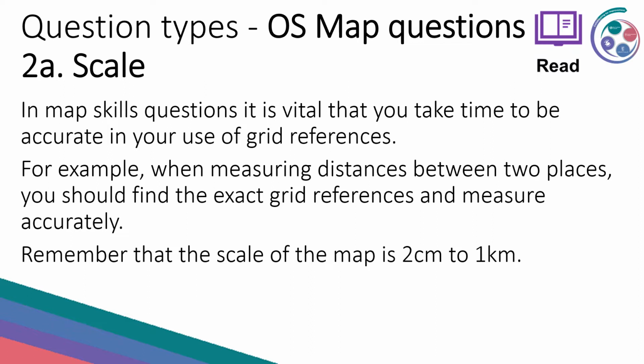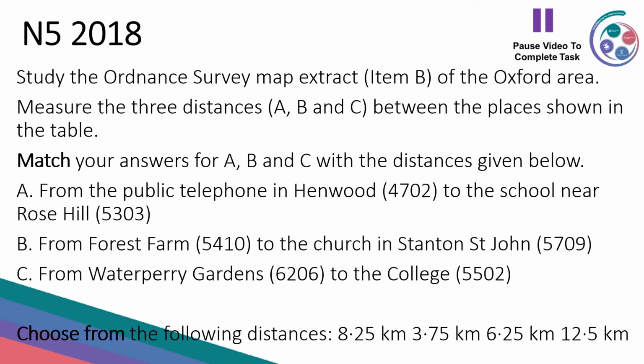For example, when measuring distance between 2 places, you should find the exact references and measure them accurately. Remember, the scale on the maps they're using is 2 centimetres to 1 kilometre. Now you could use that ratio, or indeed you could use the scale bar, which we'll come on to in just a second. So this is a question from a 2018 past paper.